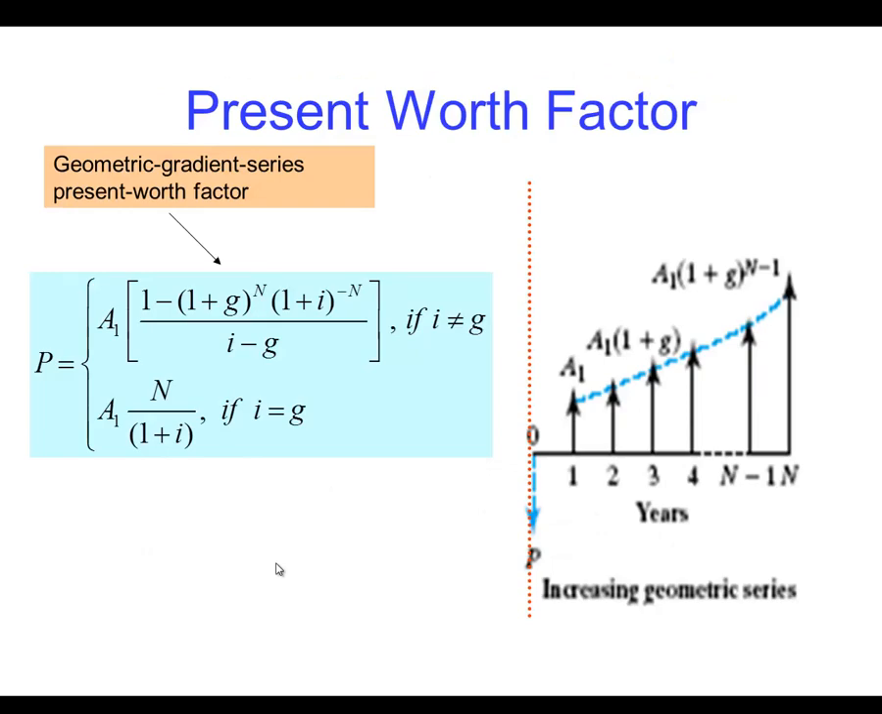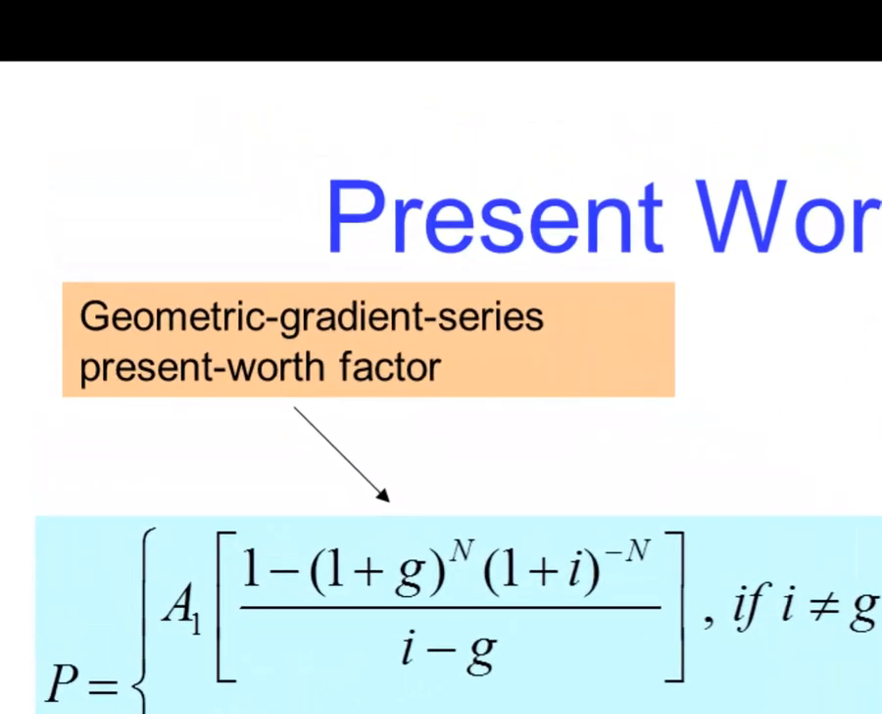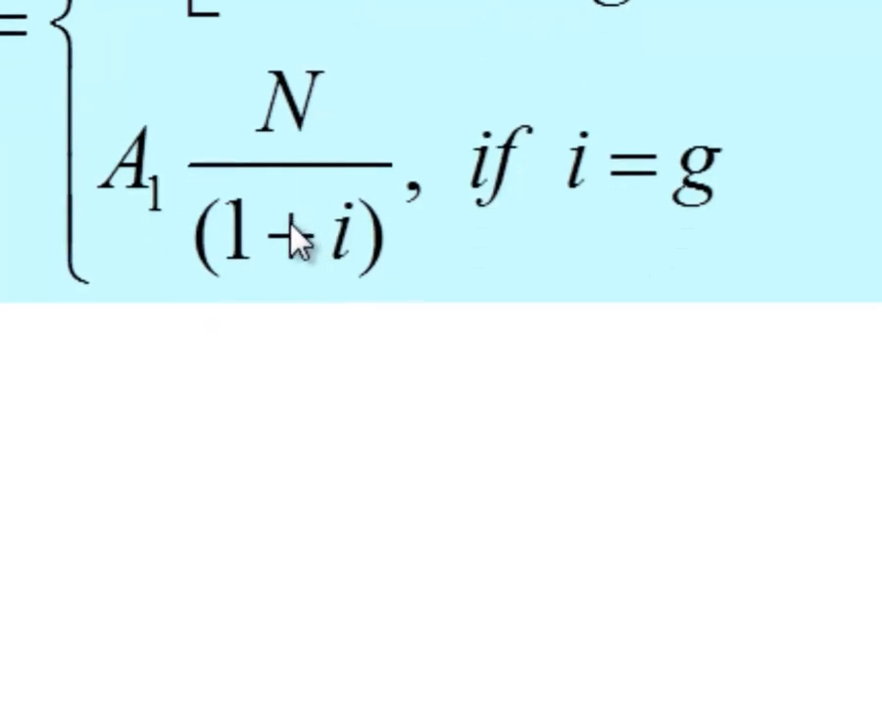To find the present worth, we can use either the first formula, which will be used when I does not equal g, if the interest rate is not equal to the gradient rate. If the gradient rate is different than the interest rate, then we use this formula. If the interest rate is equal to the gradient rate, then we use the second formula.